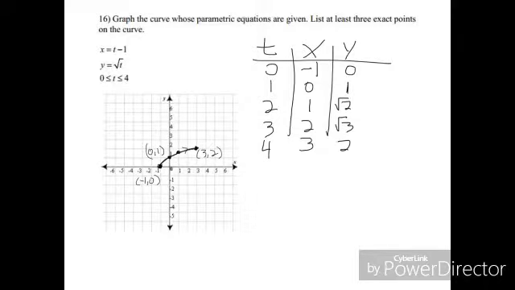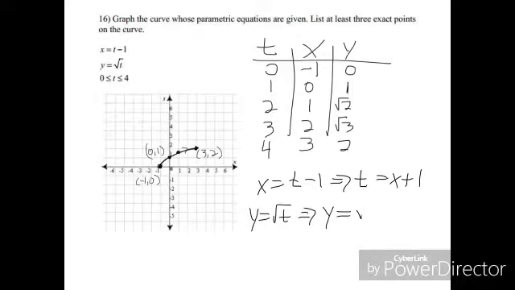Now if you had to, and you don't need to do any more on this problem, we could actually solve for t. So if x equals t minus 1, that means t equals x plus 1. If y equals square root of t, that's actually y equals square root of x plus 1. This is a square root of x left 1, which is exactly the graph that we have. However, the y equals square root of x plus 1 would exist and it would continue on forever.